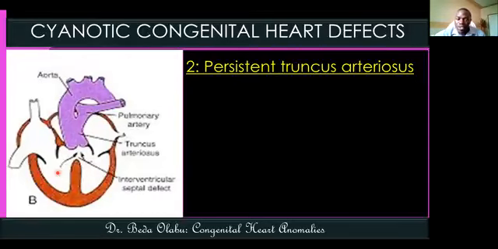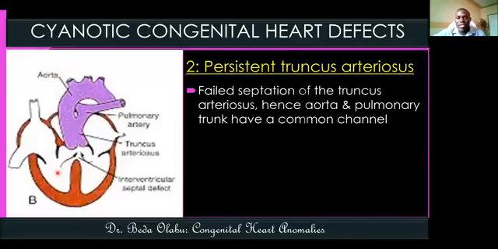Now, there are some malformations that can occur due to abnormal septation of the truncus arteriosus. And one of those malformations is this one. If the septum fails to form completely, we call that persistent truncus arteriosus. If that be the scenario, then it means that the aorta and the pulmonary trunk have a common channel.